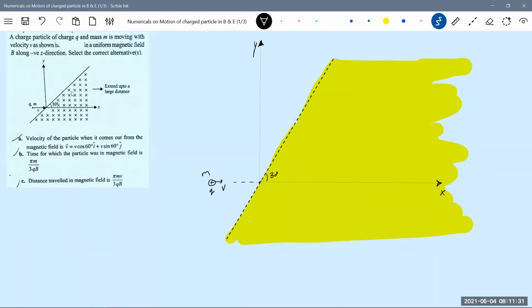So it's asking now: the velocity of the particle when it comes out from the field, the distance traveled by it in the field, and the time spent in the field. Are you able to understand?